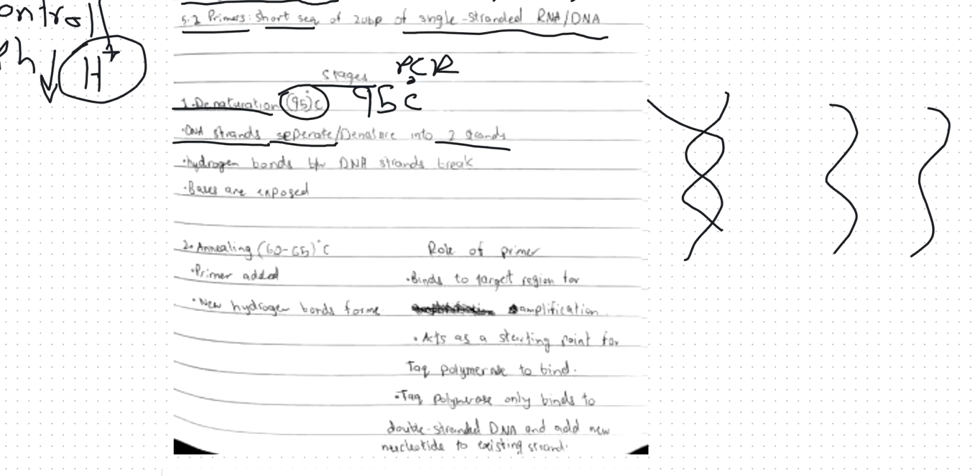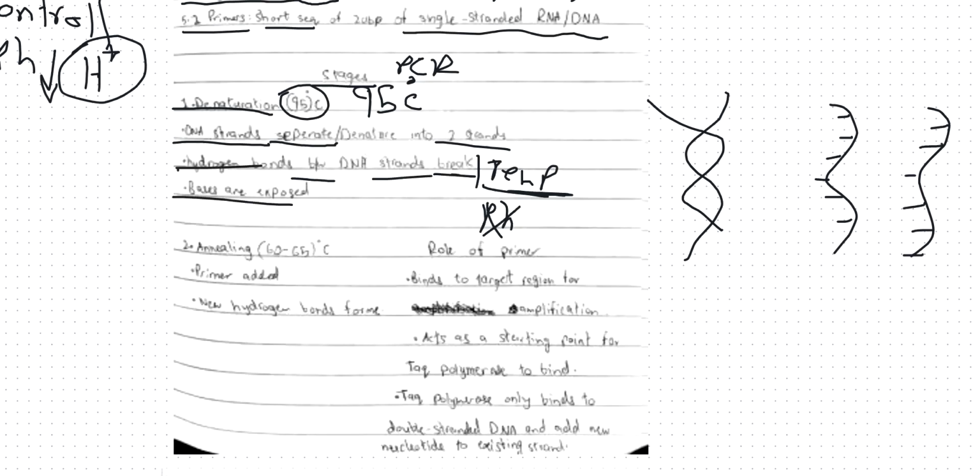DNA strands are broken into 2 separate strands. The hydrogen bonds between the DNA strands break. Why does this break? Because remember, this happens due to temperature changes, not pH changes. So temperature change causes hydrogen bonds to break. And so when this breaks, the bases on the DNA strand are now exposed. So these bases are exposed, and the second step comes into play.